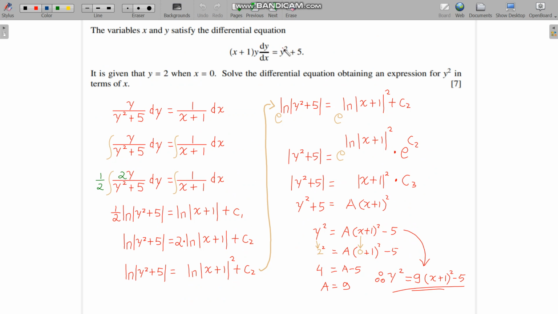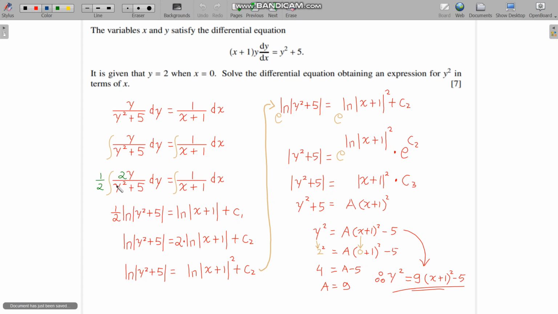A past paper example. We have this equation. We have the boundary condition. We need to solve, and express, making y squared the subject in terms of x. So we can start by dividing both sides by y squared plus 5, so we move it down here, and we divide by x plus 1, so we move it down here. We get y over y squared plus 5 dy equals 1 over x plus 1 dx.